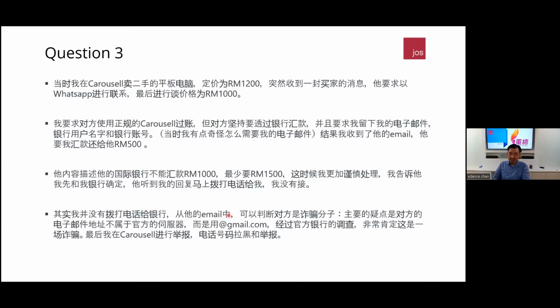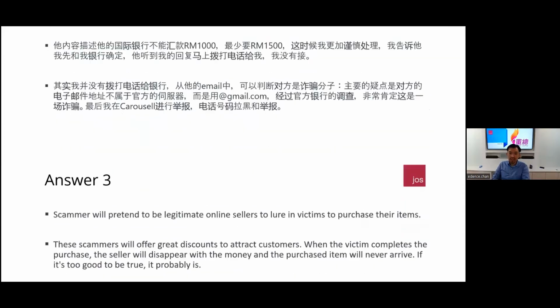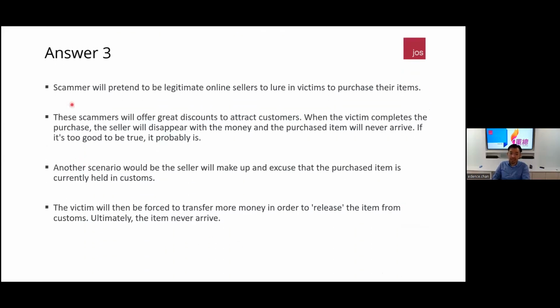But eventually the victim decided this was a scam because the communication between the buyer and seller was through Gmail. The victim reported this to Carousell and blocked the user. This is very typical, because the scammer will pretend to be a legitimate online seller to lure the victim into purchasing an item.